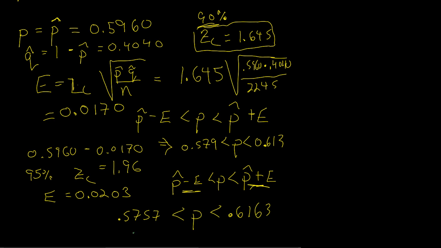So my range is 0.5757 is less than my population proportion, which is less than 0.6163. And if I take it to 3 decimal places, this is 0.576 less than P, less than 0.616, which is slightly different than what I had with the 0.613 and the 0.579. We have a slightly larger spread, and that's what happens. The more confidence we want, we have to take in more values, or the larger our error is.